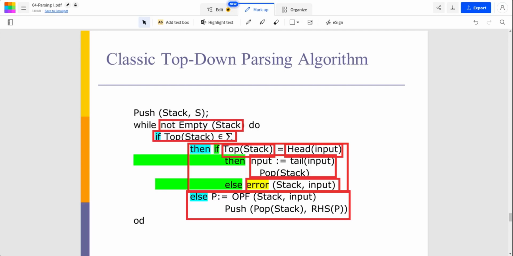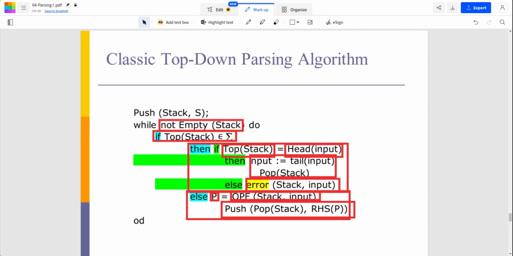Next, we go to the second scenario where the symbol at the top of the stack is a non-terminal. So, if the symbol at the top of the stack is a non-terminal, the OPF, the oracle parsing function, is consulted to determine the appropriate production rule. They call the oracle parsing function and get the production rule based on the top of the stack symbol and the current input symbol. The selected production rule's right hand side is pushed onto the stack, replacing the non-terminal symbol. That is done in this line. What it does is that the selected production rule, that means P's right hand side, is pushed onto the stack, replacing the non-terminal symbol.